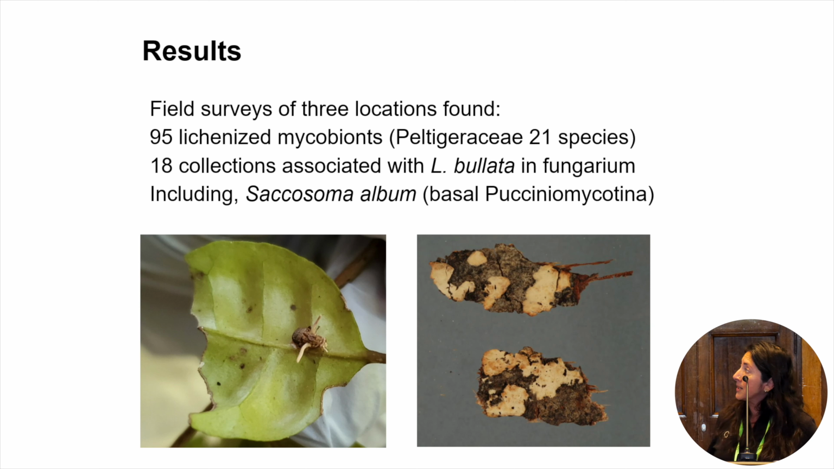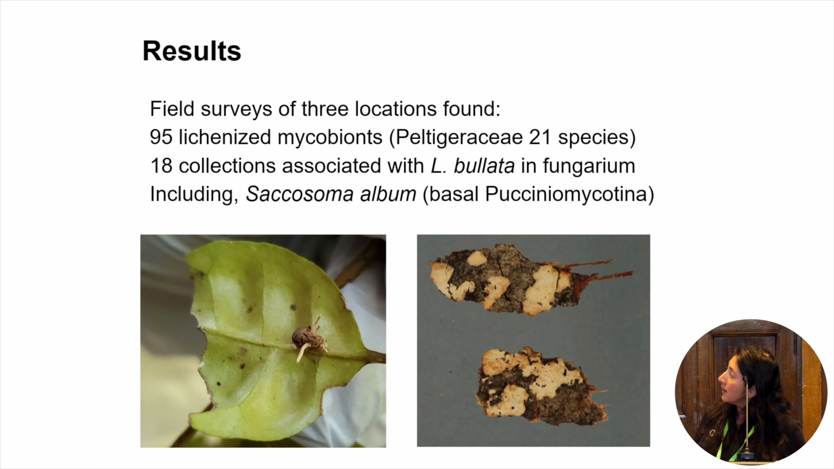So as I mentioned, together with what Marley was doing, Manisha was looking at field surveys and herbarium records and fungarium records. And so from the surveys of 3 different locations, they found 95 lichens, which is, again, this incredible diversity of fungi that are associated with this tree that we had no idea about before. Looking in the fungarium, there were only 18 collections. Again, this is something that really wasn't looked at before.